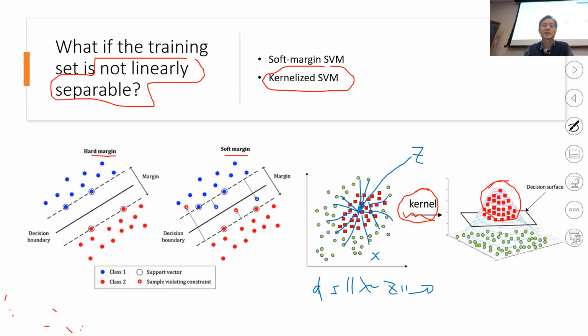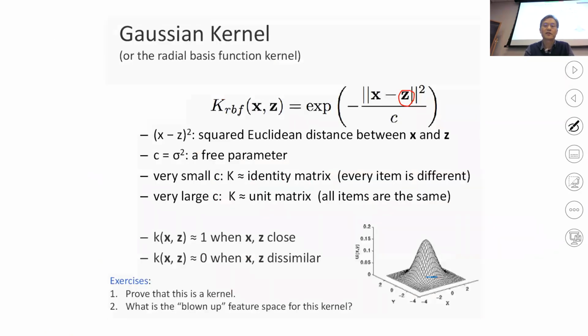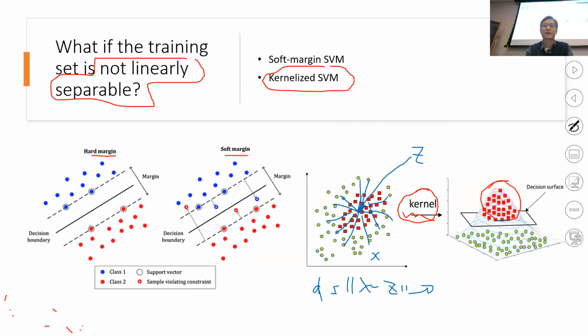If it's close by, then my transformation will put the z value higher. If it's far away from the center, I will put them lower. At the end, they become more or less separable.